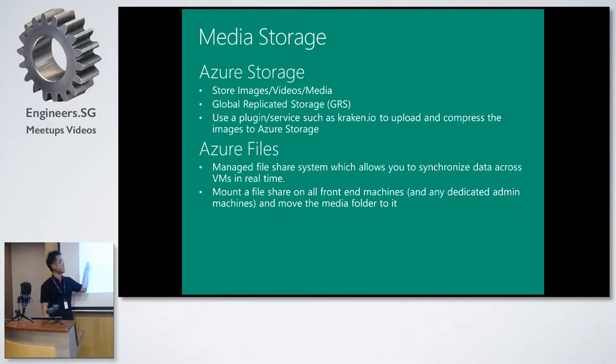Azure Files, on the other hand, is the managed file system that you can attach to your VM itself. You mount the file share on your machines, and then you move your media folder to point to the file share, and then it will replicate across all the machines that have the file share attached to it. This is similar to, I believe, Amazon's Elastic File System, if I'm not wrong. So this is basically the same thing.